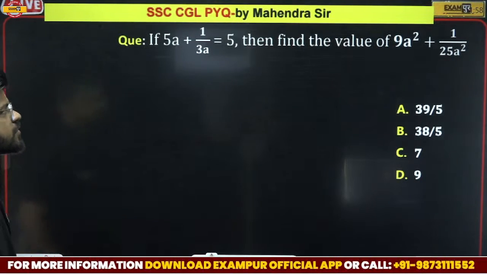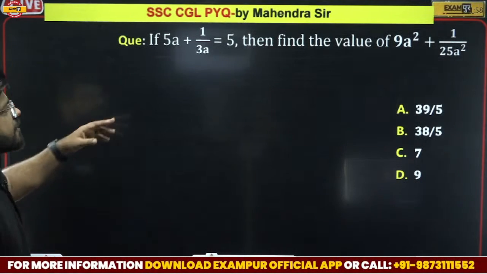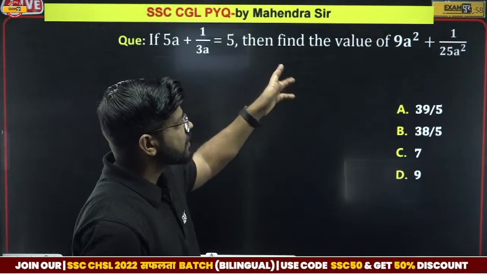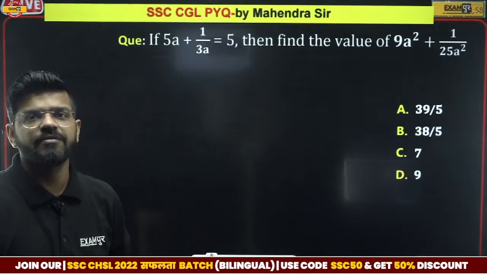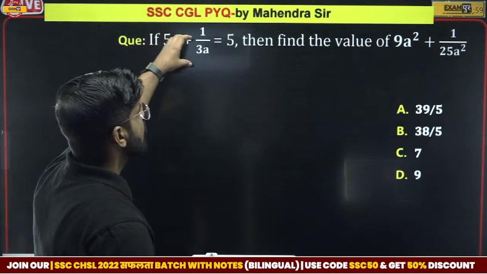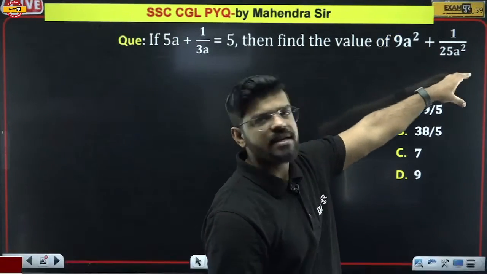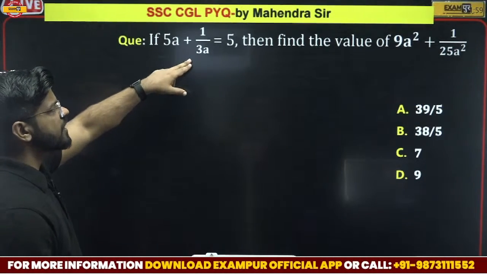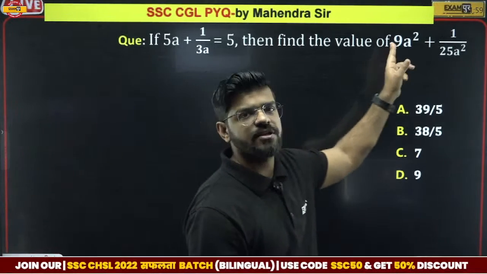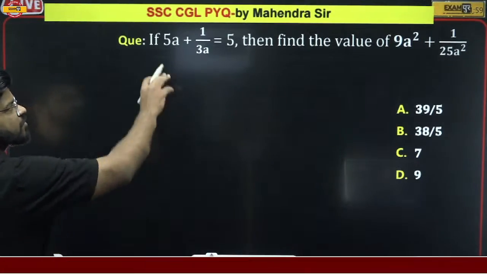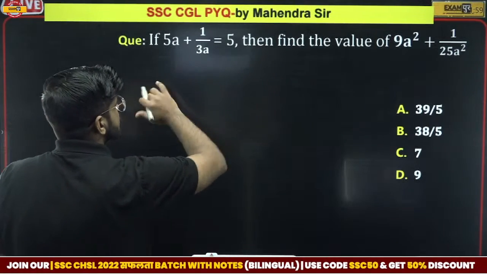Tell me the answer for this question. If 5a plus 1 upon 3a is equal to 5, then find the value of 9a square plus 1 upon 25a square. Here it is 5a, but 5a square is in the denominator. Here in the denominator we have 3a, but 3a square is in the numerator. So what we have to do is convert this to this.